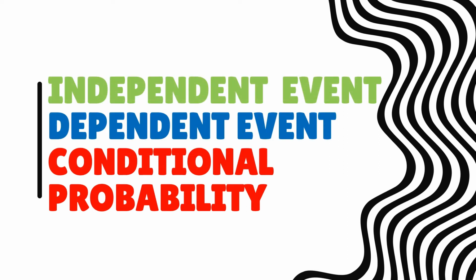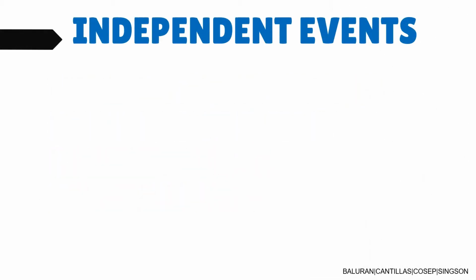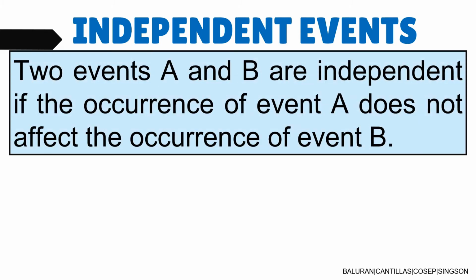Good day, math learners! In this video, we will talk about independent event, dependent event, and conditional probability. What are independent events? Two events, A and B, are independent if the occurrence of event A does not affect the occurrence of event B.